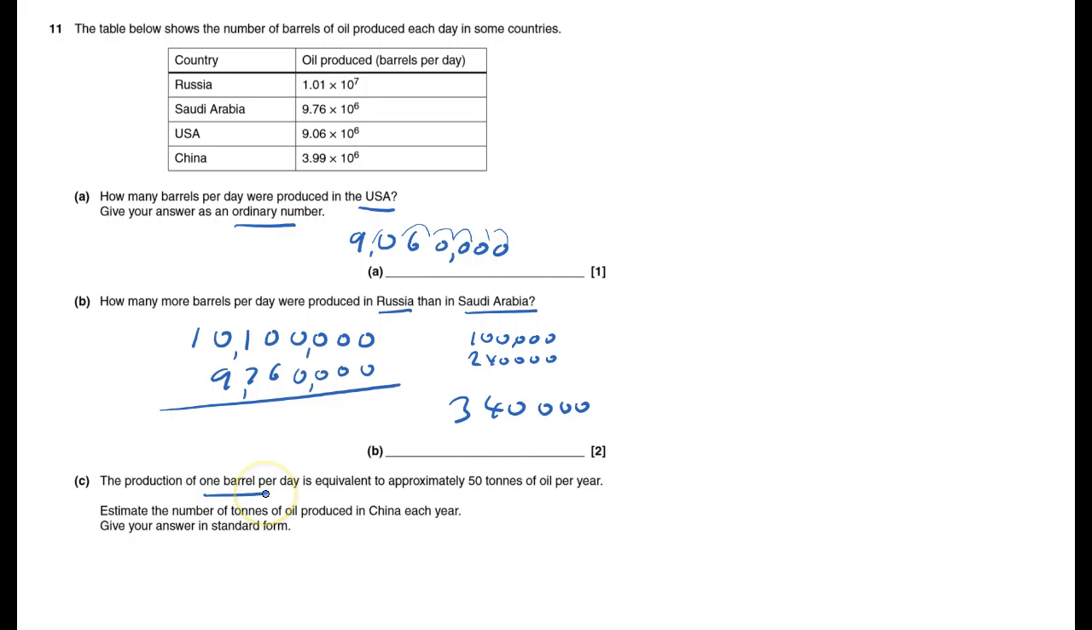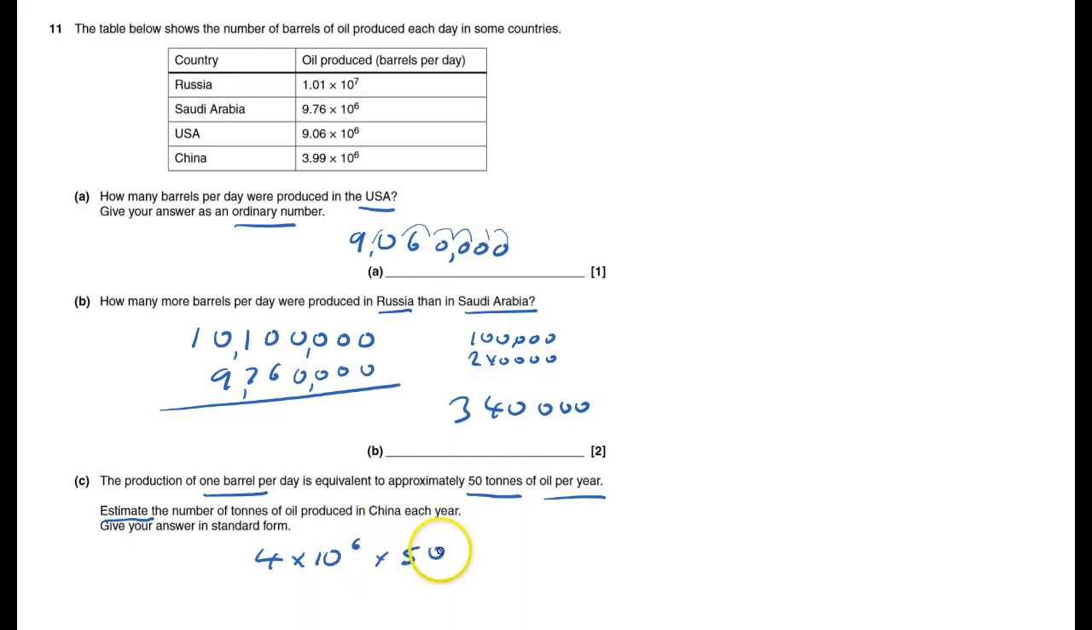1 barrel per day is equivalent to roughly 50 tons of oil per year. I've got to estimate the number of barrels for China each year. I've done every other country, and now I've got to do China. China's 3.99 times 10 to the power 6. Well, roughly, if I've got to approximate it, I'm going to call that 4 times 10 to the power of 6. And that's a number of barrels per day. To find out how many tons of oil in each year, I need to times that by 50.